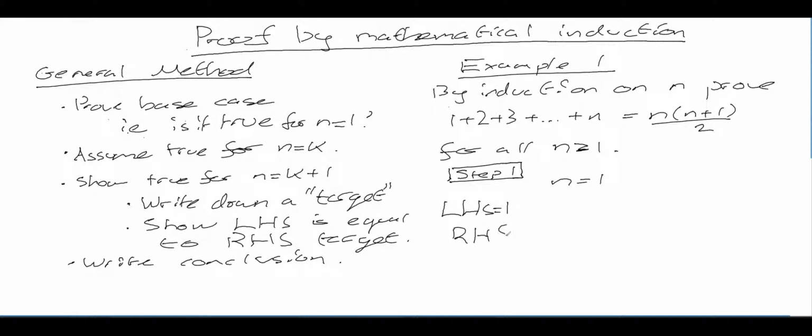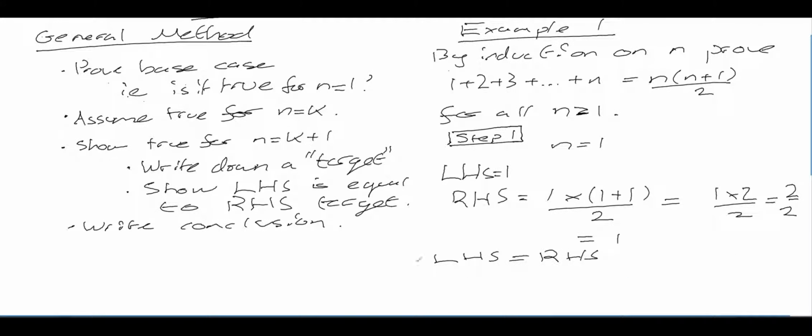Then the right hand side, when we substitute in n equals 1, we get 1 multiplied by 1 plus 1, divided by 2, which equals 1 times 2 divided by 2, which equals 2 over 2, which equals 1. So we can see there that the left hand side is equal to the right hand side, and then we'd simply say something like, so the result holds for n equals 1. We've said 1 plus 2 plus 3 plus until n is equal to n multiplied by n plus 1 over 2 for the value n equals 1. So that's step 1. We've proved it for the base case.